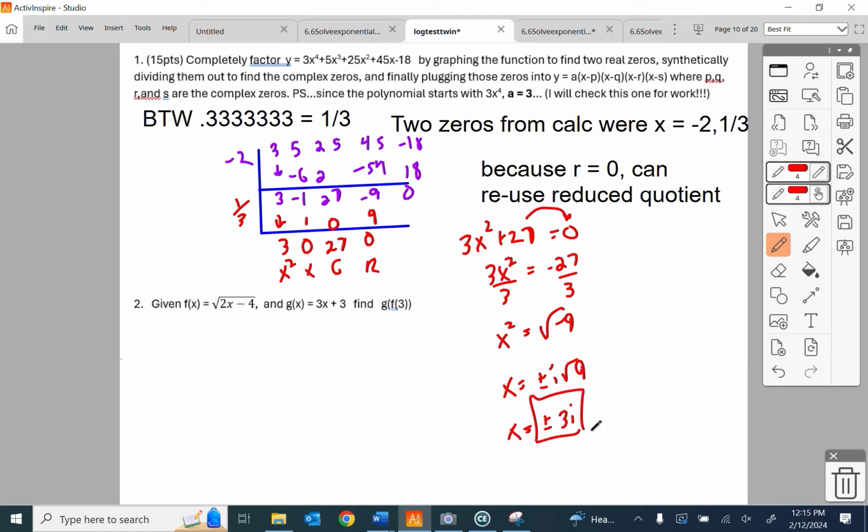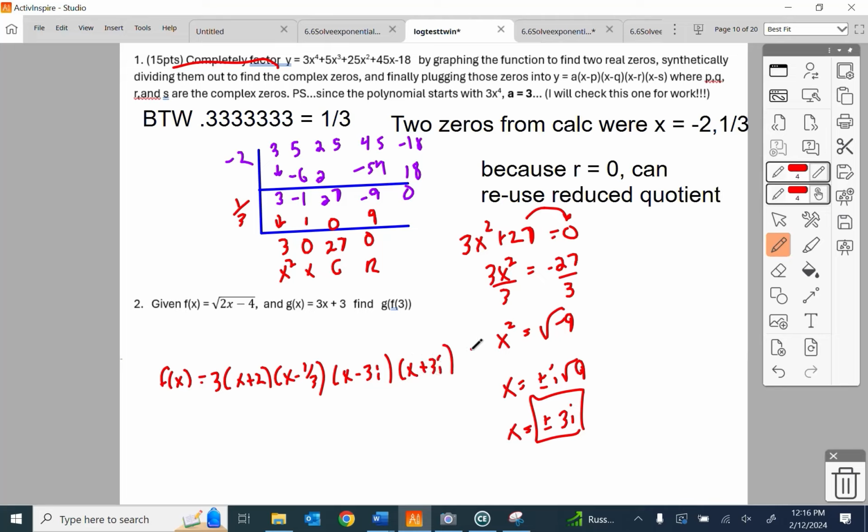All right, now I'm supposed to do the factored form. So completely factor. And the deal is, notice it's x minus, so if I insert a negative 2, it becomes plus 2. The a value is 3, so f of x is 3, x plus 2, x minus a third, x minus 3i, x plus 3i.